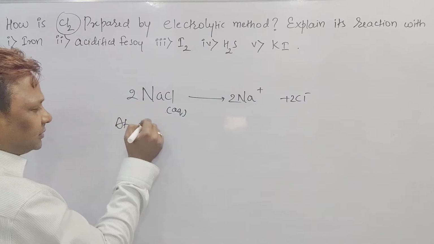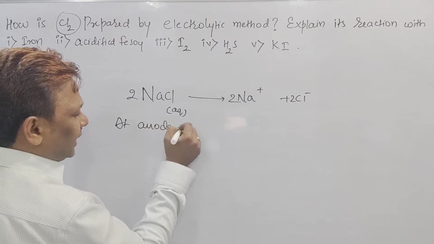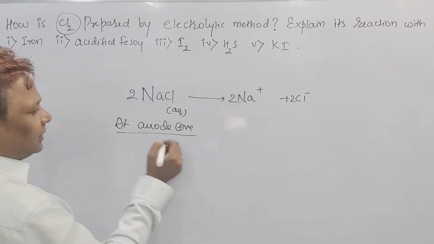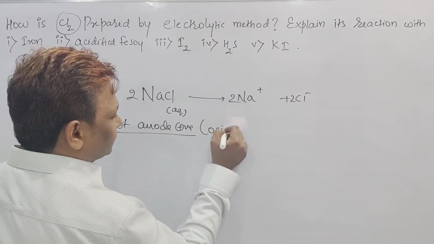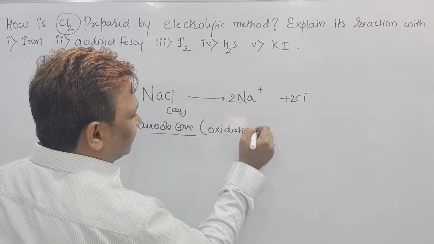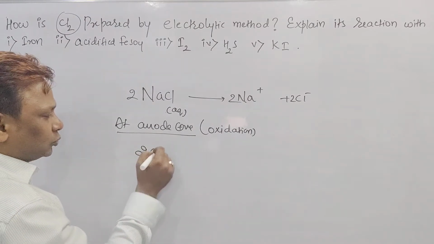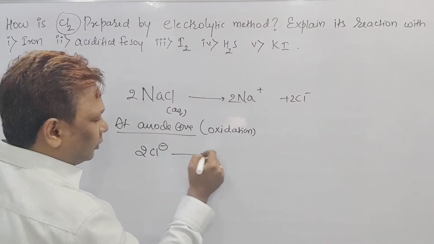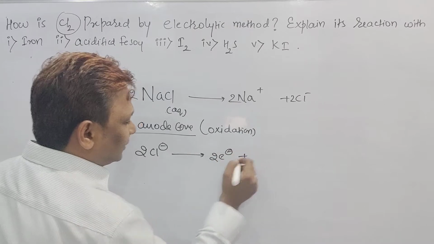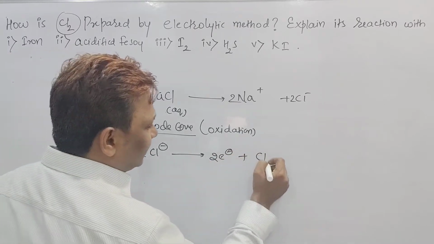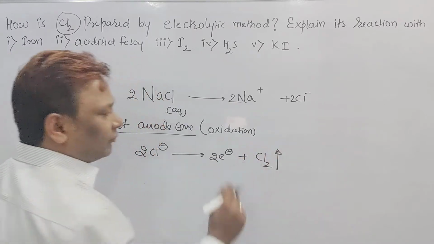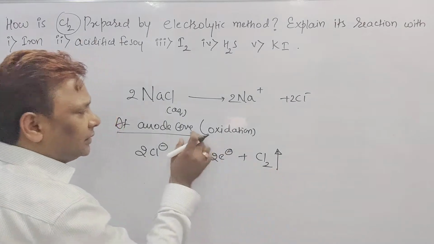Initially write the reaction at the anode. Anode is positively charged. At the positively charged anode, always oxidation takes place. Means these 2 Cl minus come to the positive electrode, and it liberates chlorine. That is, 2 electrons are released, and Cl2 is liberated at the anode.